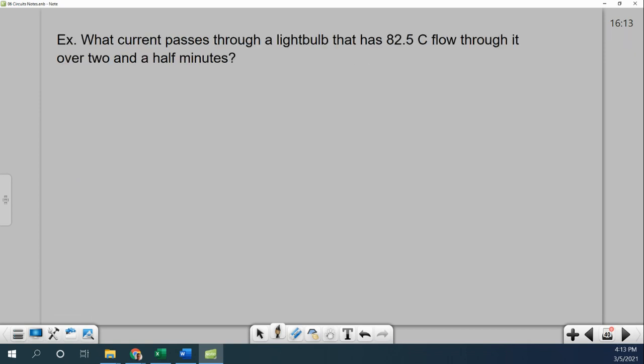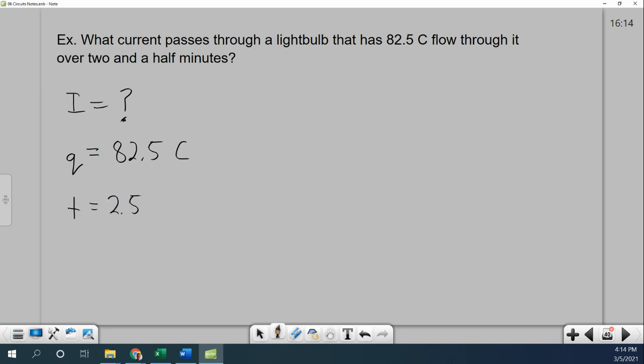So let's do it. What current? Here's how we set these word problems up, guys. Current equals what? It passes through a light bulb that has 82.5 coulombs. What are coulombs again? Coulombs is a measure of charge. That was Q. Over 2.5 minutes.